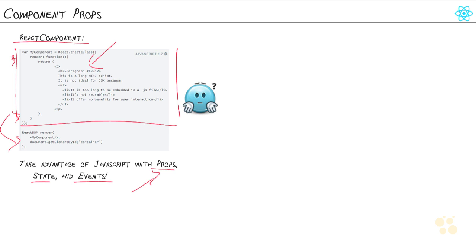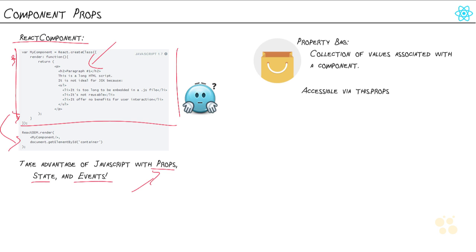Properties are going to be the first bit of dynamic code inside of our UI that allows us to render customized versions of our component inside of our document. So props are really just a property bag. I don't think the official React documentation uses the phrase property bag anywhere, but it's one that I like to use because I think it gets across the idea of what props are. They're just a collection of values that are associated with a component.